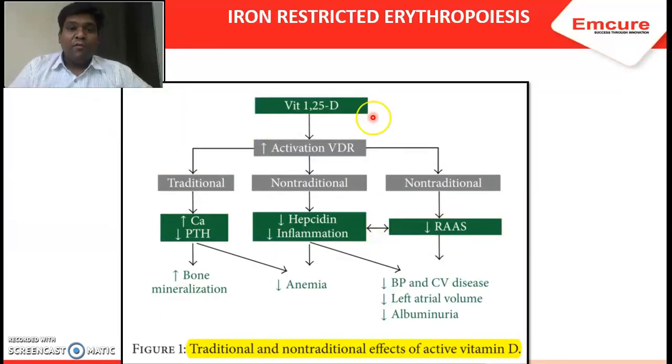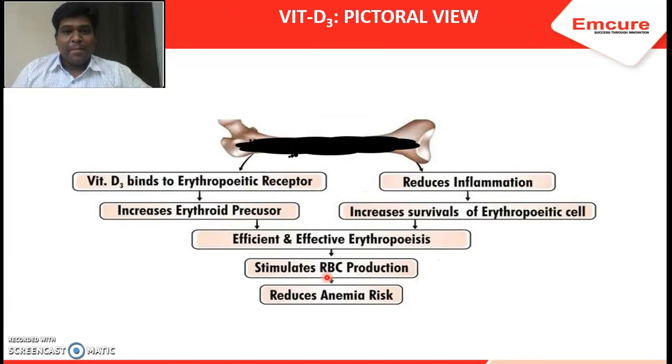This is again a flow chart. This is the traditional role of vitamin D3. It increases calcium absorption. We all know about it. But the new role of vitamin D3 is it reduces the hepcidin levels, it reduces the inflammation, it increases the ferroportin expression also, which is not mentioned over here, and therefore it reduces anemia, especially the anemia in the backdrop of inflammation.